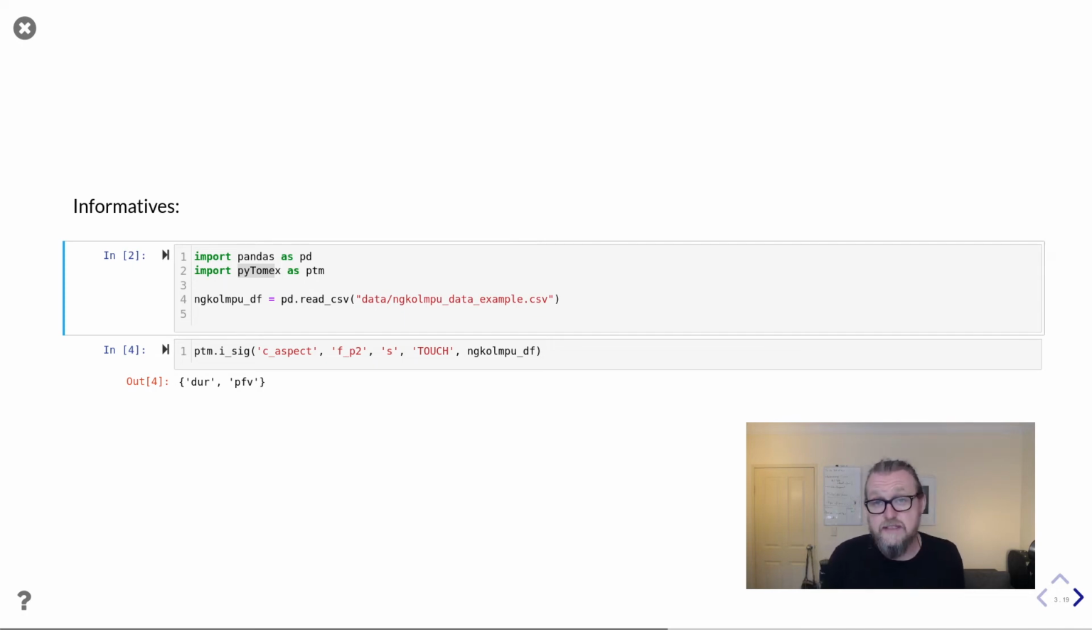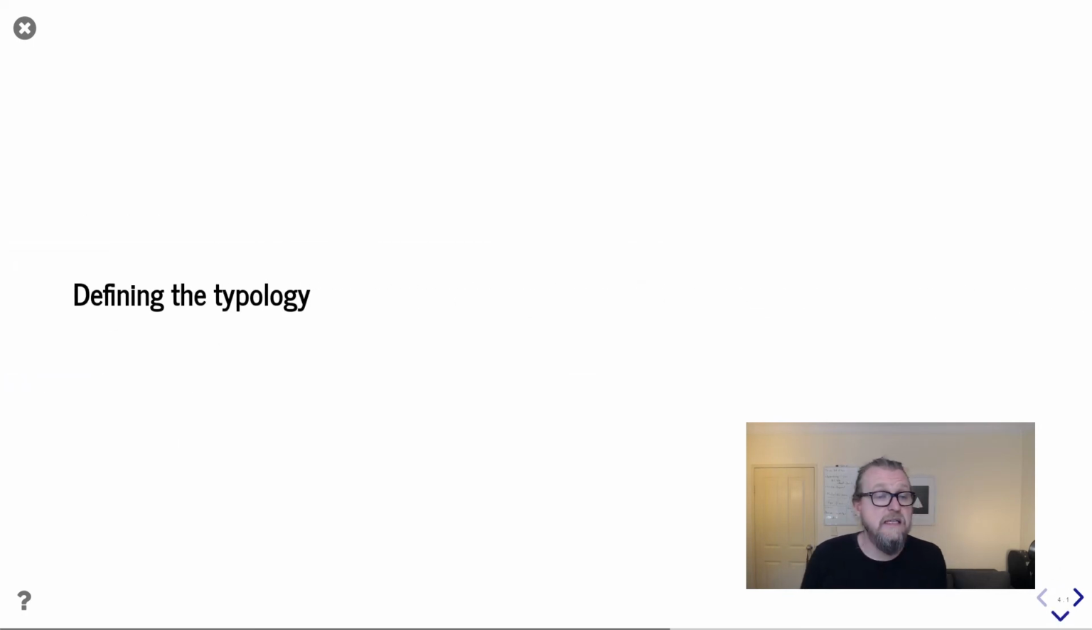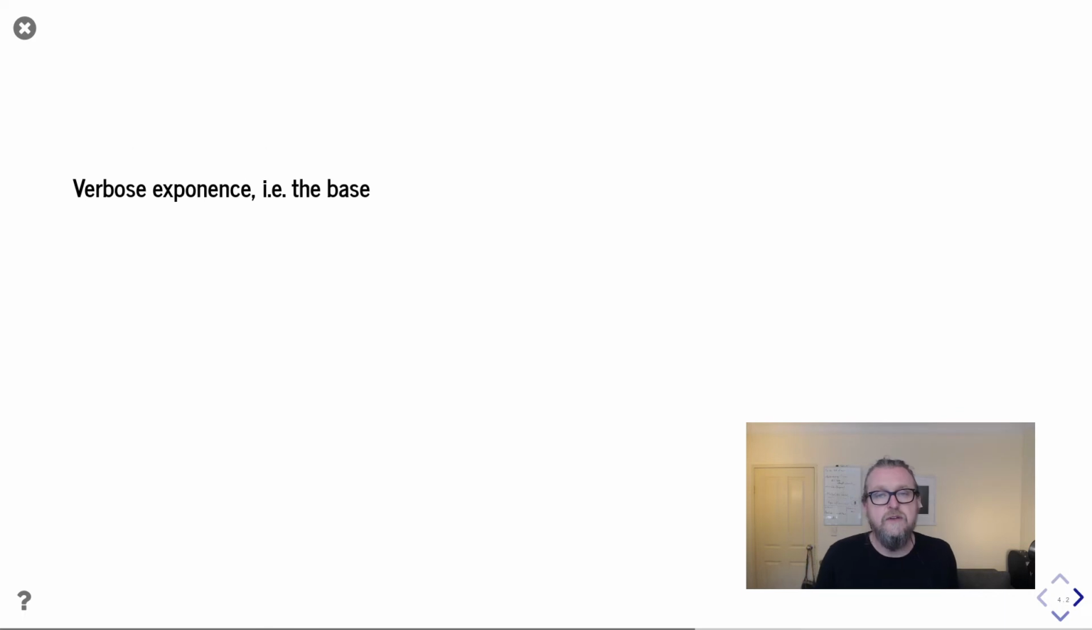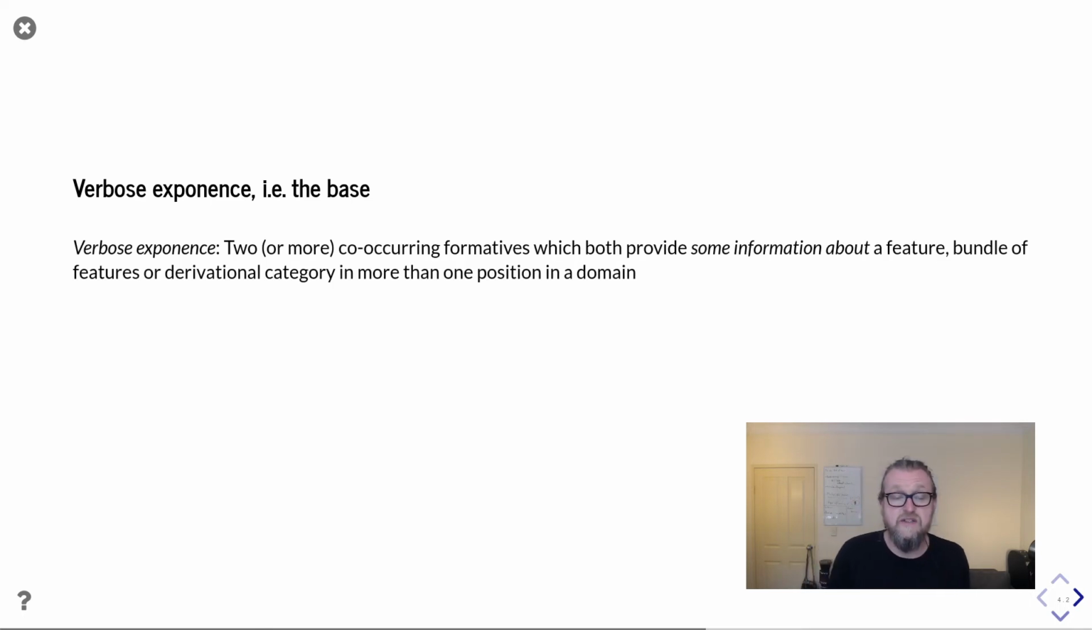So now with our set of assumptions and a model in place, we can start to do some typological investigation. The first thing we need to define is the base, right? What is the minimum definition that an example needs to count as before it's relevant? Since we're looking at verbose exponents, our definition was 2 or more co-occurring formatives which provide some information about a shared feature in more than one position in a domain.